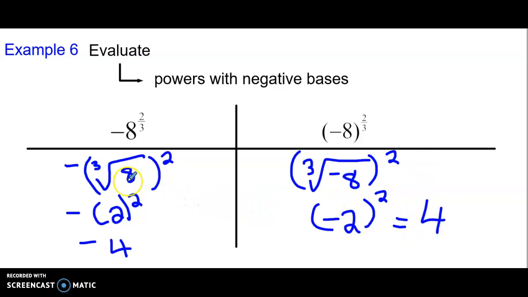So when the negative is not inside the brackets, your answer is negative 4. When the negative is inside the brackets, your answer is positive 4.